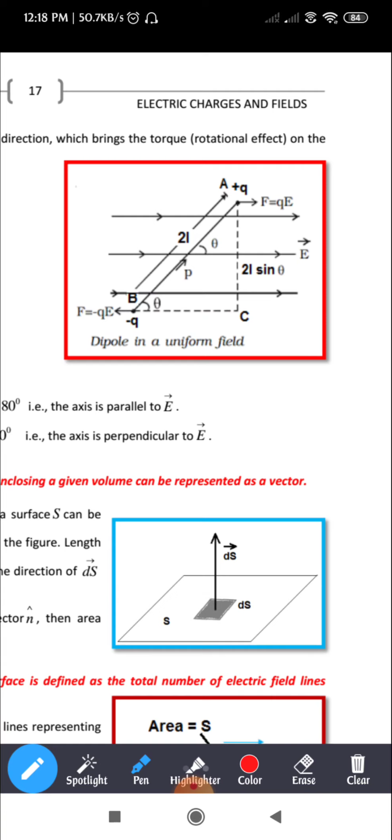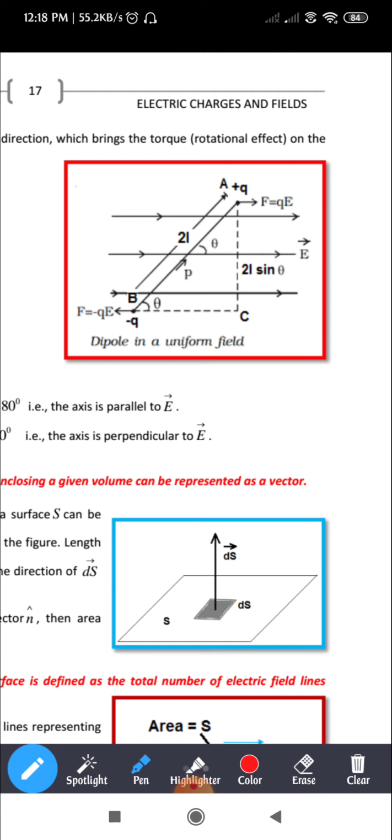So this is the explanation of the figure. I'll brief once again. You have a uniform electric field in which you place an electric dipole, where the electric dipole makes an angle theta with the direction of the electric field. Since you have two charges there, the positive charge experiences the force towards the right, and the negative charge experiences the force towards the left.